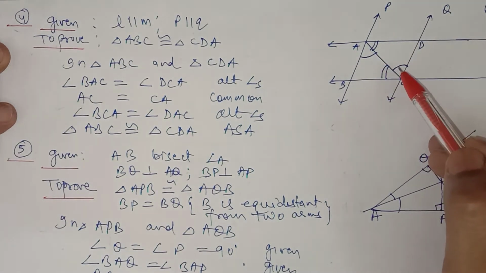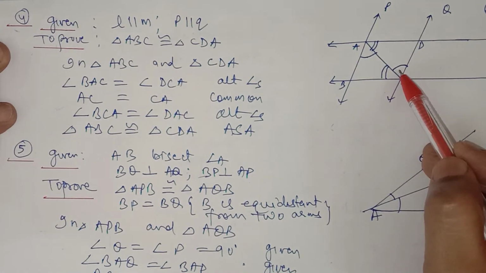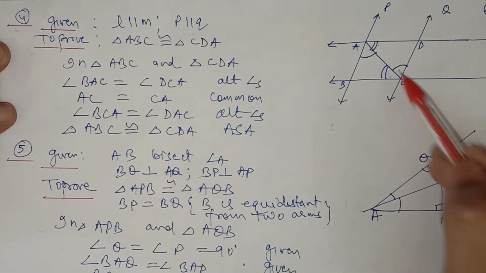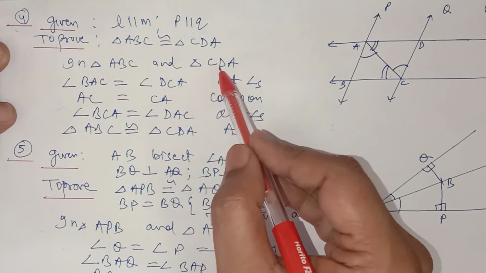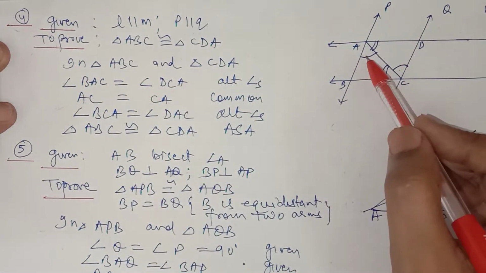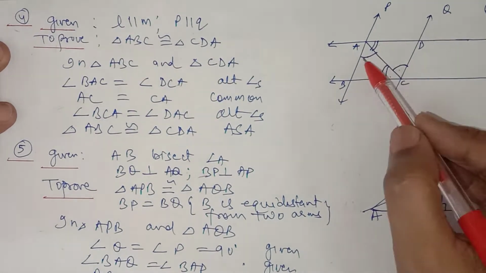So we can easily prove that they are congruent because this angle is equal to this because these are alternate interior angles, and this angle is equal to this because these are alternate interior angles, and AC is common. So in triangle ABC and triangle CDA, angle BAC is equal to angle DCA because they are alternate angles.